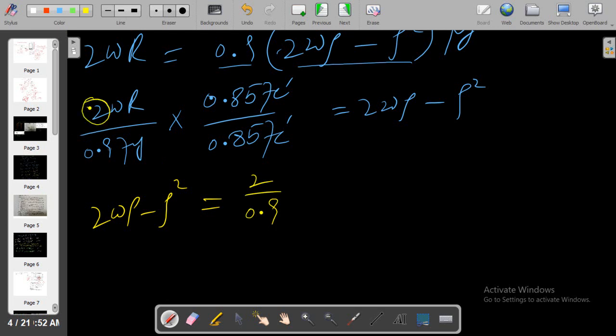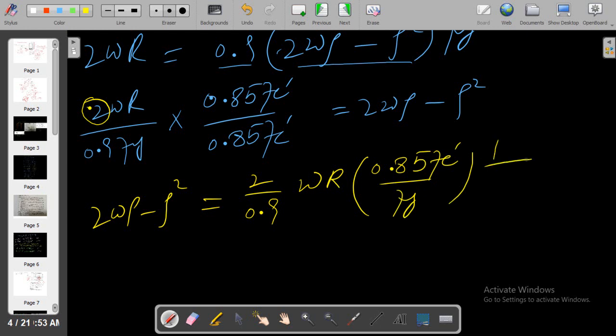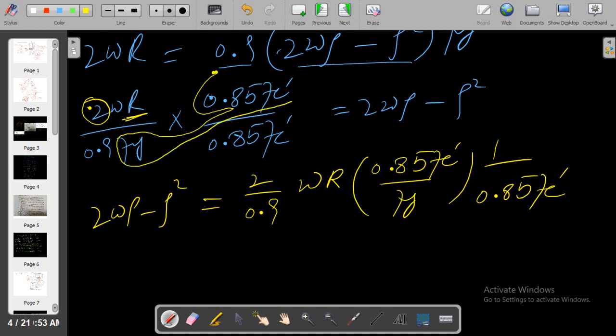This is 2 divided by 0.9, omega times r times 0.85 fc prime divided by fy, and it will be 1 divided by 0.85 fc prime, right? So here we can separate this omega r, and this 0.85 fc prime will be divided by this fy. So we separate this value, and this value is written down here, right?